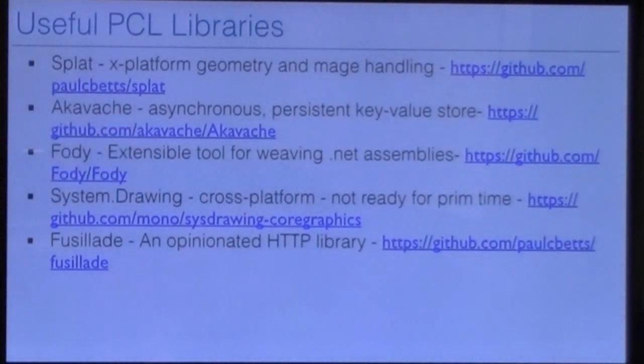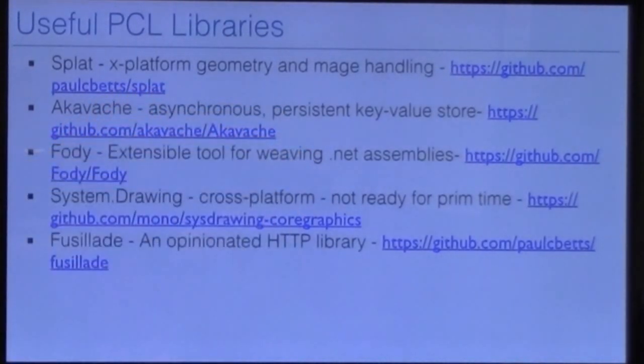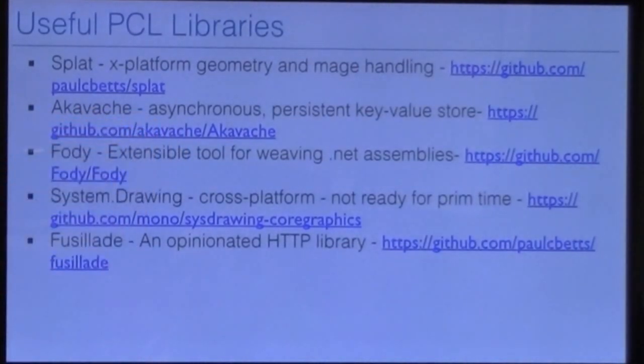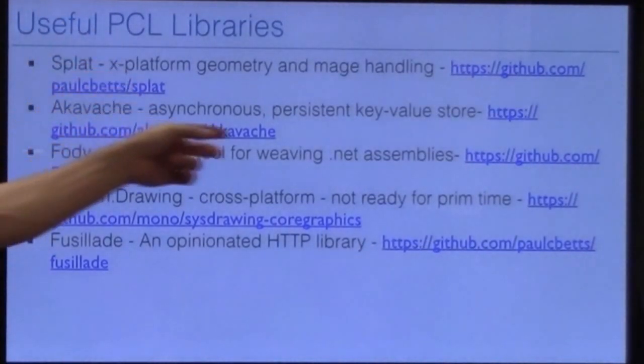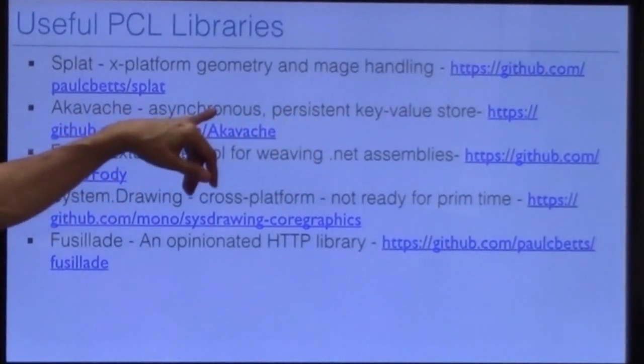Akavache, if that's how you pronounce it, is an asynchronous persistent key value store. Basically, it's layered on most of the platforms on SQLite, and what it allows you to do is a key value store. If you're familiar with that, it's like a map, a dictionary. It's asynchronous and persistent, so it stays around until the next time your app comes up. When you make the calls, they're asynchronous.